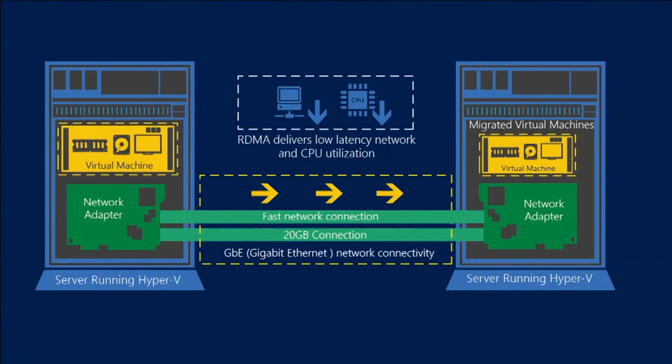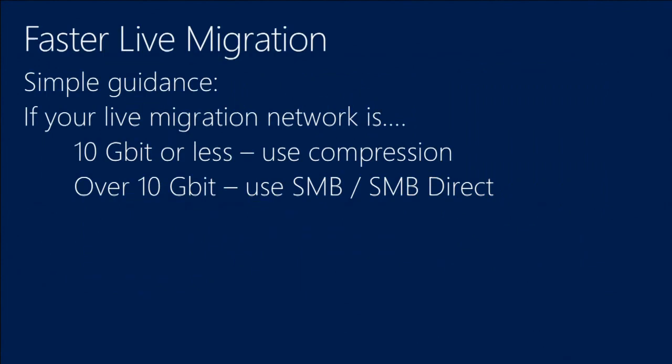So with all this in mind, we have some fairly simple guidance, because in 2012 R2, compression or RDMA is an either-or choice. You can't do both at the same time. We default to having compression enabled. We know that compression will always make things better. Worst case scenario, it only makes it a little bit better. But our general rule of thumb that we're going to be giving people is, how much bandwidth do you have for live migration?